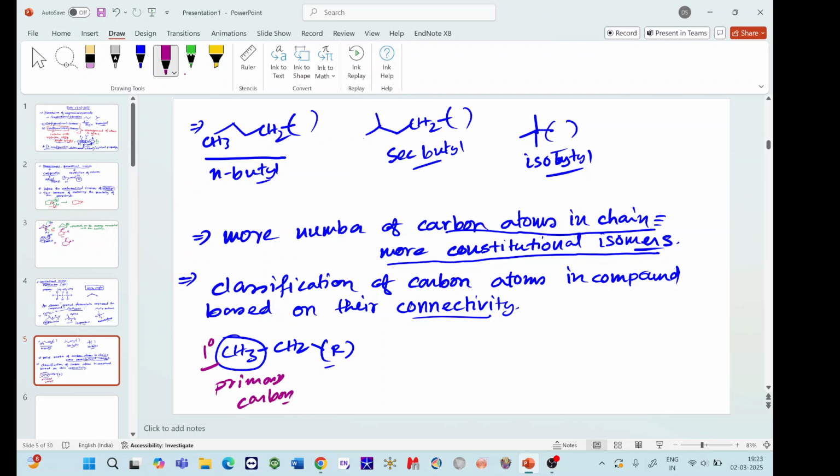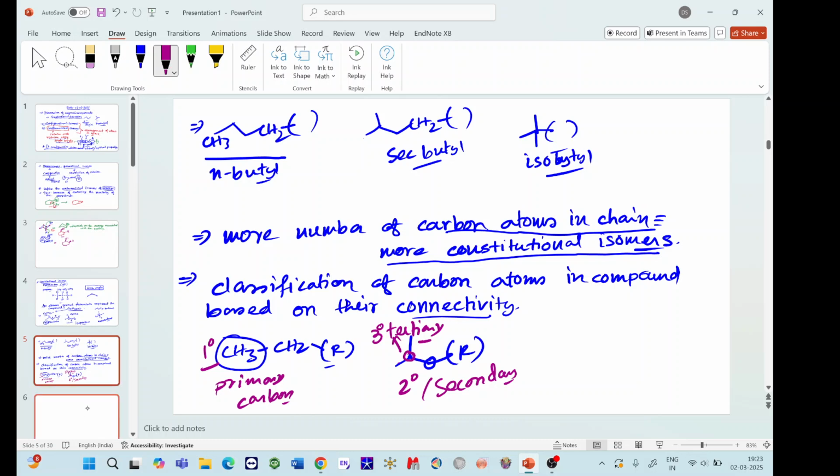Suppose you have this compound. You have one carbon here. Now you can see it is connected to two carbons. It is called 2 degree or secondary. Similarly, you have another carbon here which is connected to three carbons. So this is actually called 3 degree or tertiary.